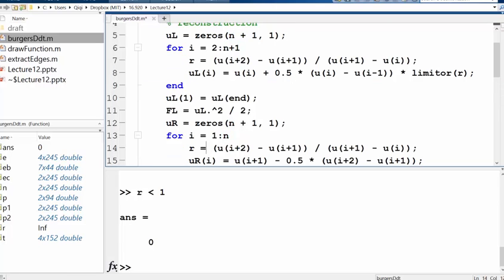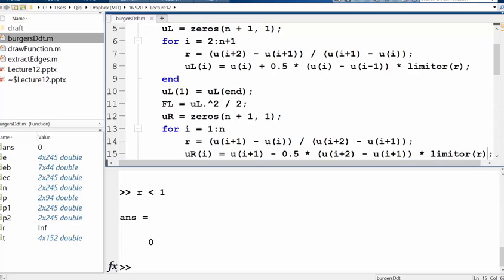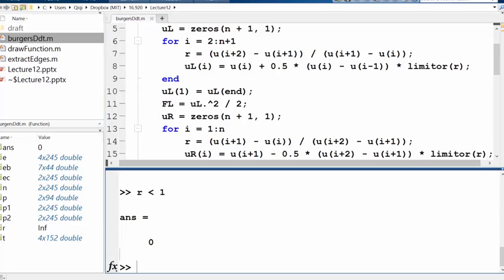R in this case, because I'm extrapolating towards the left, I need to do U of I plus 1 minus U of I, divided by U of I minus 2 minus U of I plus 1. It's symmetric. Right now we are looking from the right to the left. And this again is multiplied by limiter of R. So I think we get to go, and maybe we have a chance to run the code. And hopefully it works.